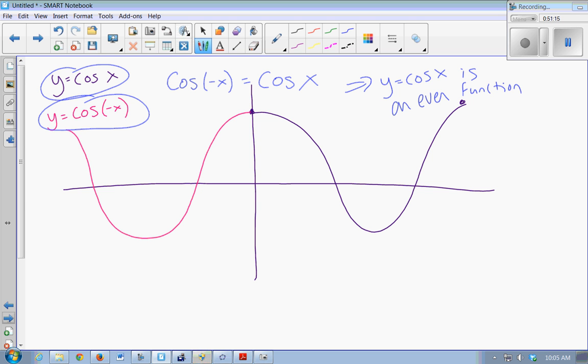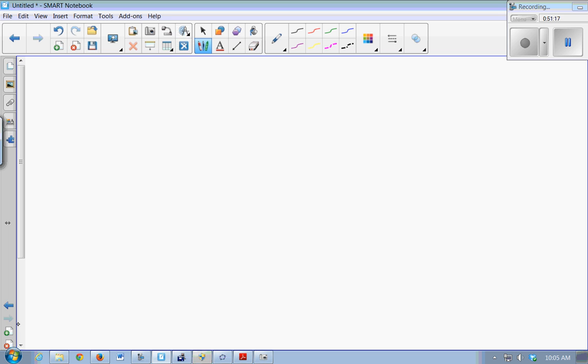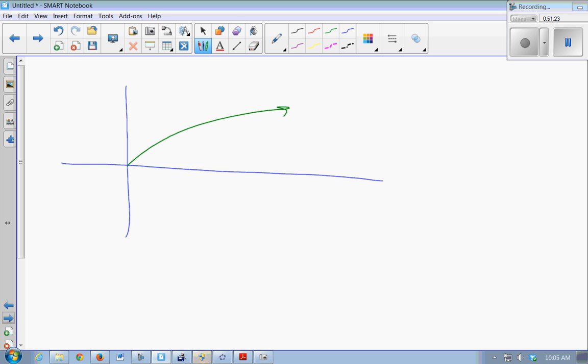That's a great question. What if you have a function that's symmetric over the x-axis? For example, that. Is that a special kind of function? It's not a function, right? Why not? It doesn't pass the vertical line test, right? There's an input x that has two different outputs y. So this is not a function, which is why there's no special name for it.